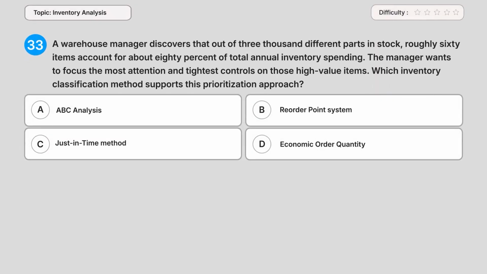33. A warehouse manager discovers that out of 3,000 different parts in stock, roughly 60 items account for about 80% of total annual inventory spending. The manager wants to focus the most attention and tightest controls on those high-value items. Which inventory classification method supports this prioritization approach? A. ABC analysis. B. Reorder point system. C. Just-in-time method. D. Economic order quantity.